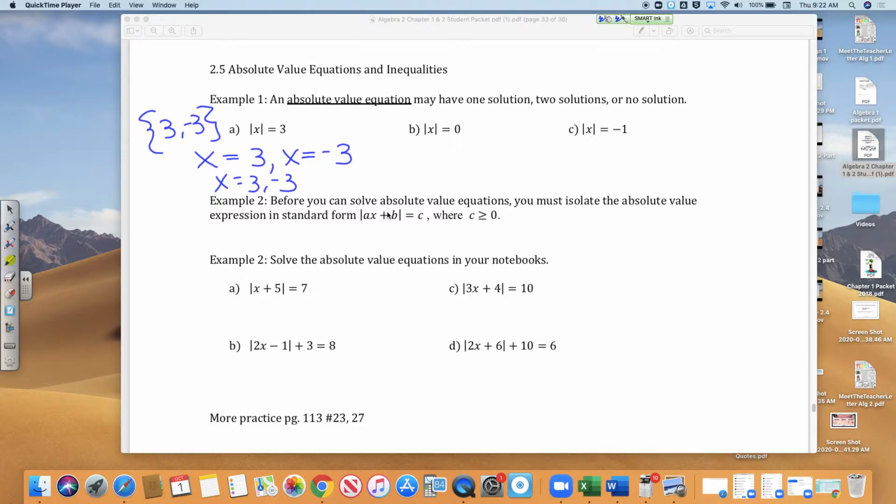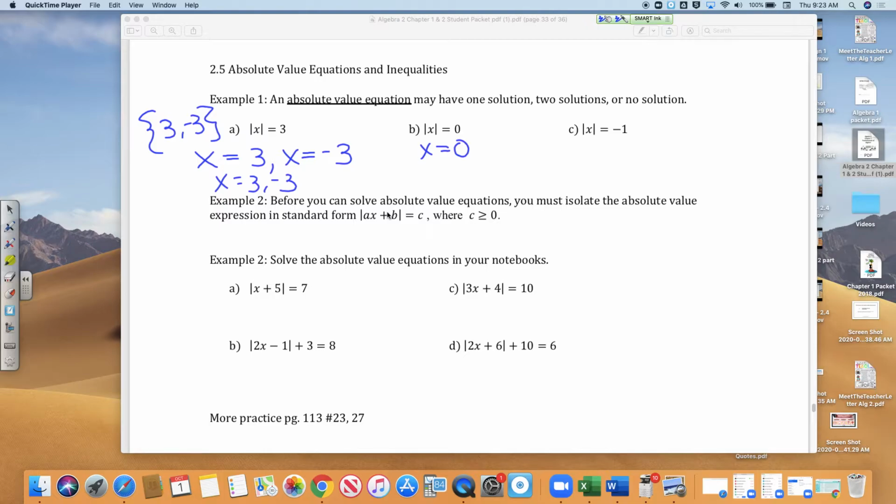Okay, the next one is asking what number would be 0 units from 0. So what's the absolute value of x equals 0? Well, there's only one number that is going to fit this category, and that's just x equals 0. Since there is no opposite of 0, 0 is its own type of number where it doesn't have an opposite, so this only has one solution.